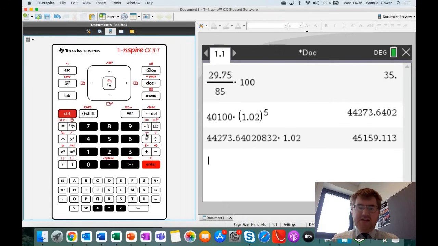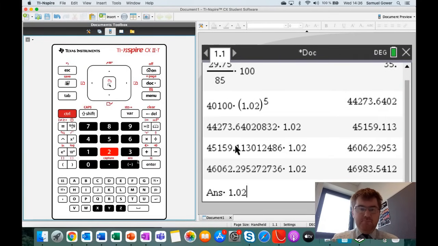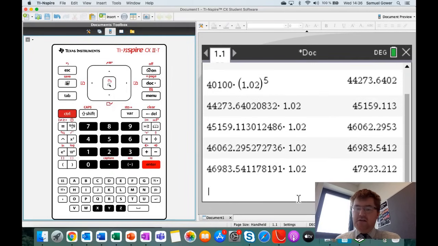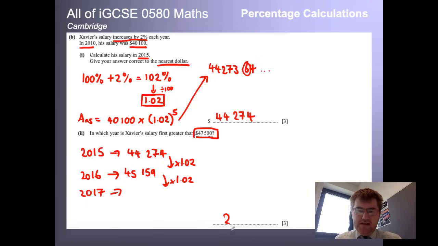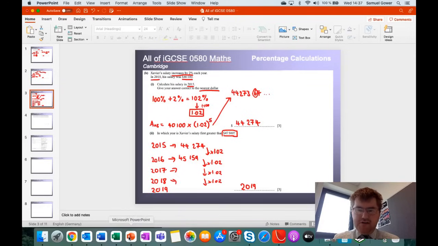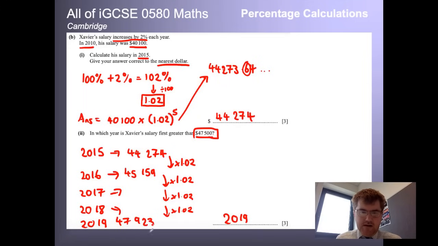So let's go back again. 2016, so let's just keep multiplying by 1.02. This is 2017, 2018, and finally 2019. So the answer is going to be 2019. And what I do for the examiner here is just show that very final value that we've got here. So again, you've still got this process of timesing by 1.02. And let's just go back and check that final answer. It was 47,923. So I'd certainly show the examiner that I did work this out. 923, and this is of course more than 47,500. So just being really clear to the examiner, guaranteeing those 3 marks.